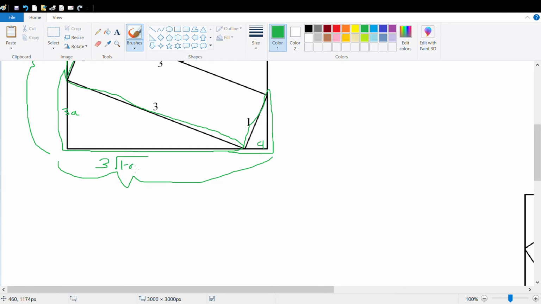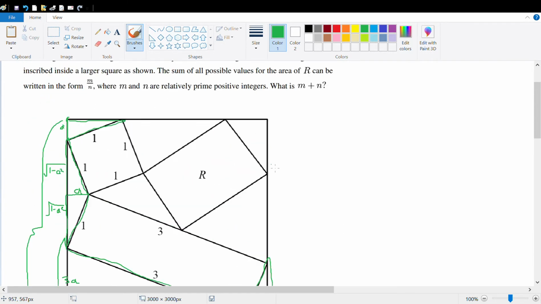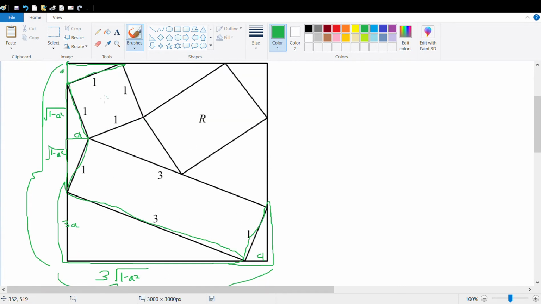Okay. And now we can write an equation in terms of the two side lengths of the square. We have two ways of finding the side length of the big square. So we have a plus 2 root 1 minus a squared plus 3a is equal to a plus 3 times square root of 1 minus a squared. Once again, half of this probably isn't legible, so that sucks. And we can manipulate this equation to get 3a is equal to square root of 1 minus a squared.